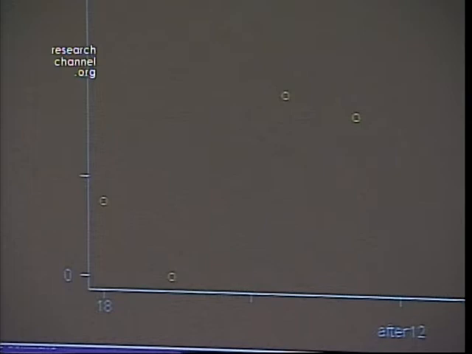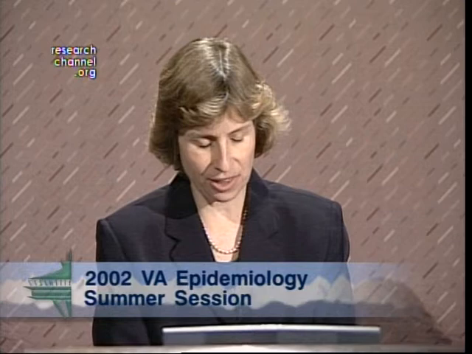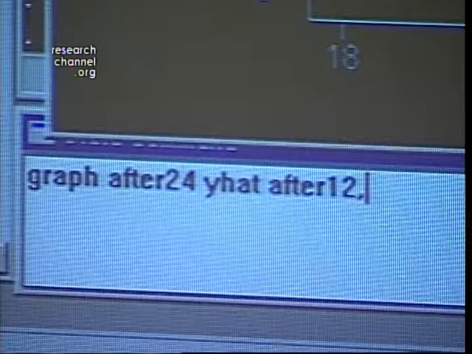And I could also graph the same thing, but I have a predicted value that I've calculated based on that regression line, and I'm going to also show you that line.